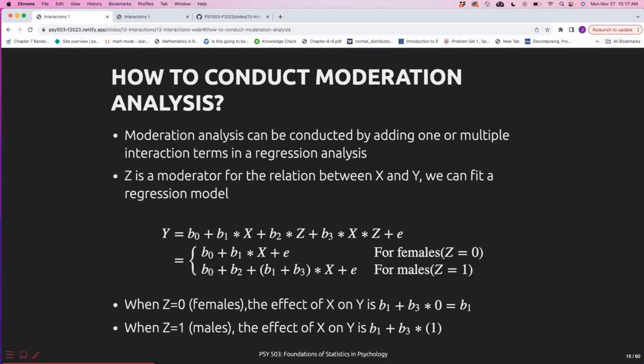To test for the interaction, what we're interested in is the difference between these two slopes. That's what the interaction is testing: are they significantly different from 0? That's what we're going to be testing.